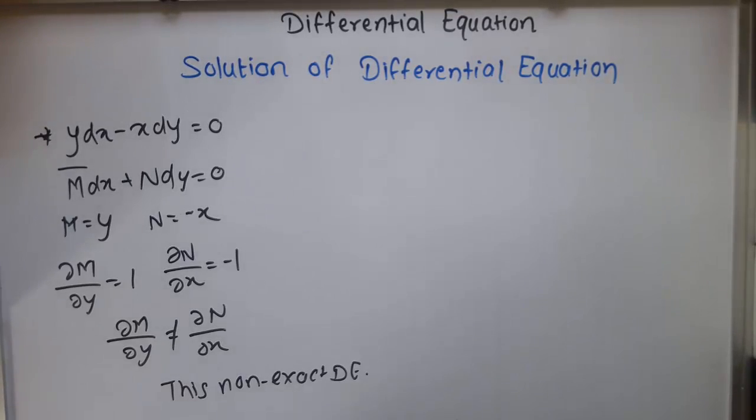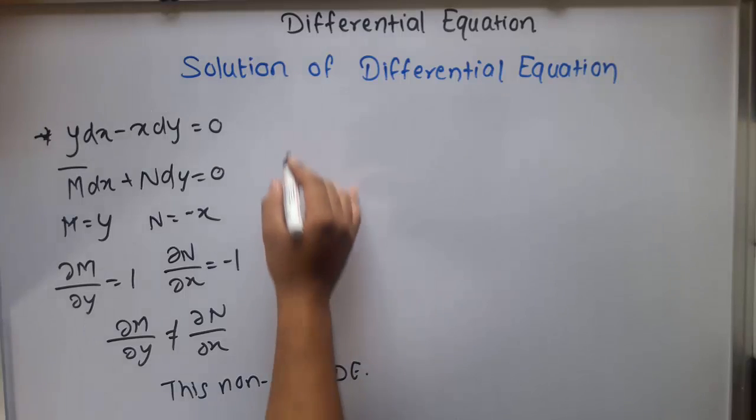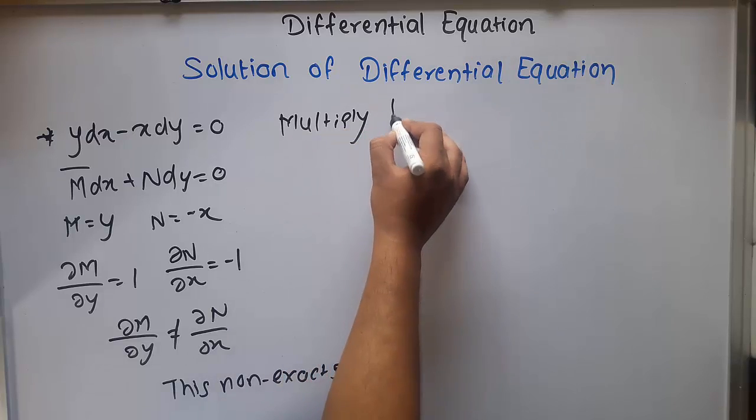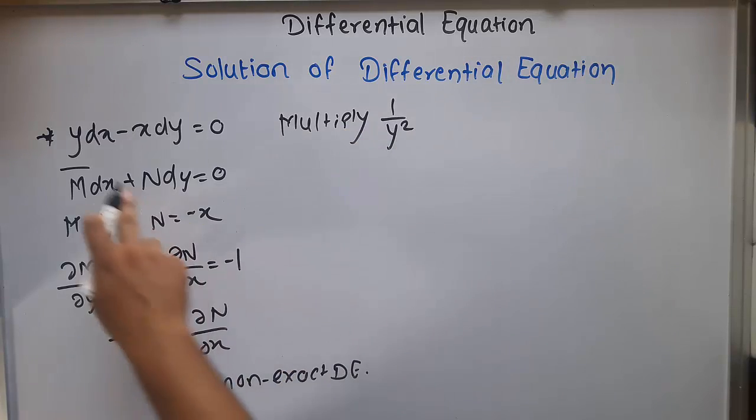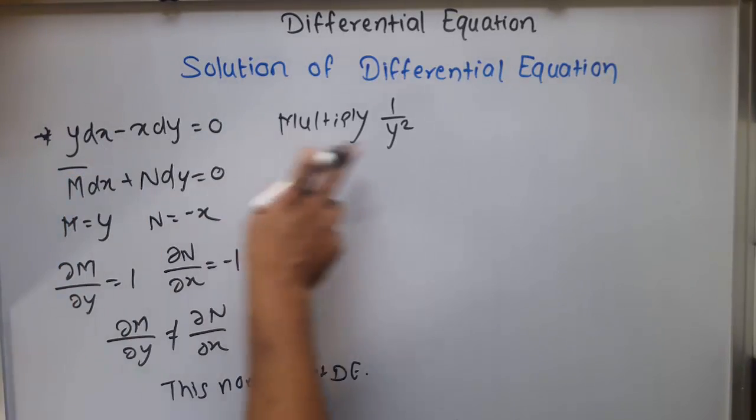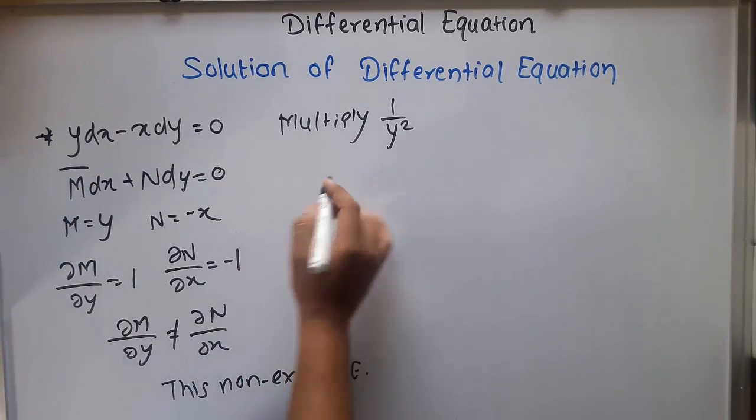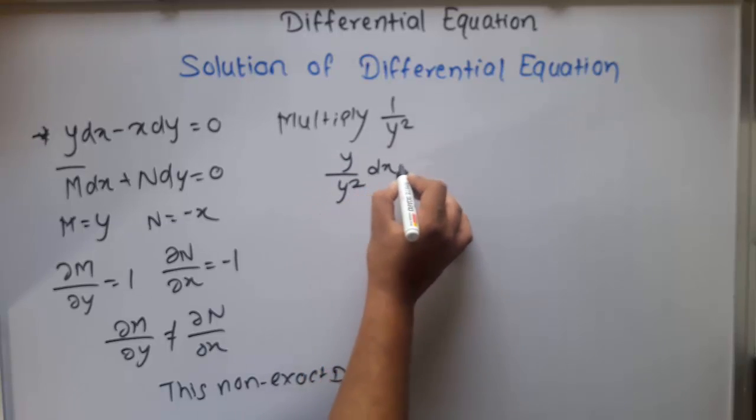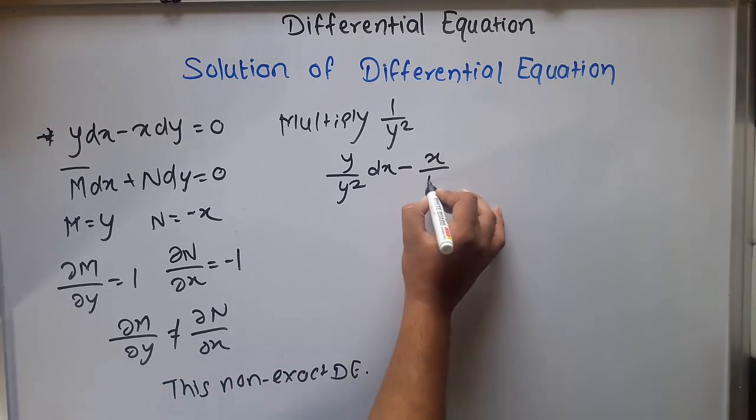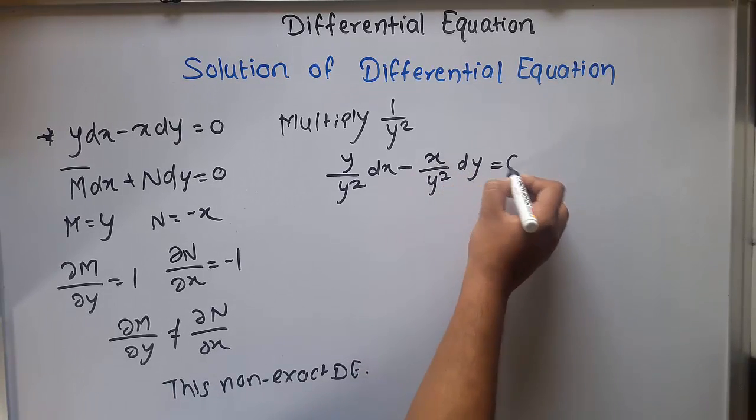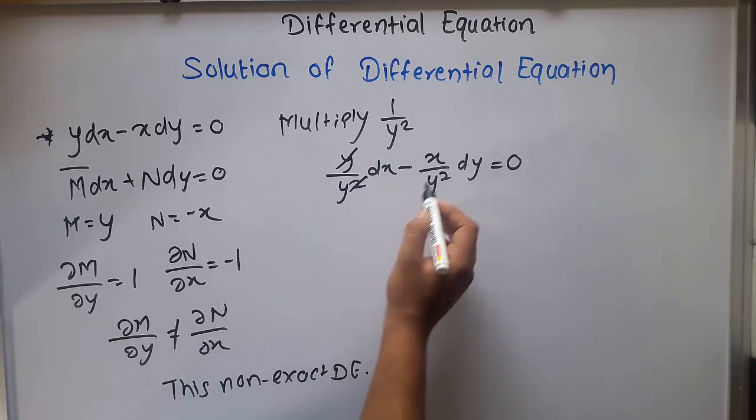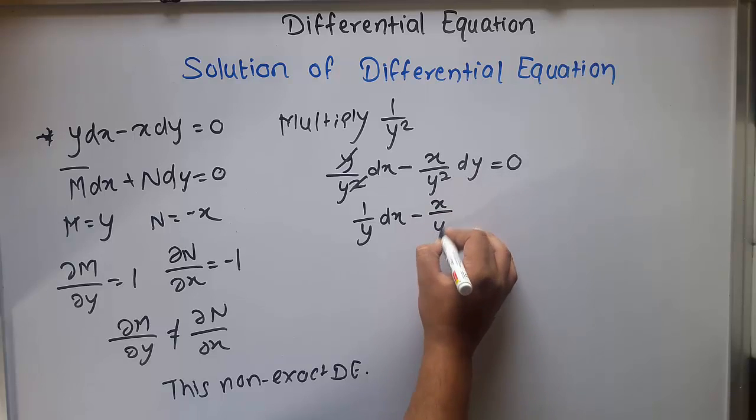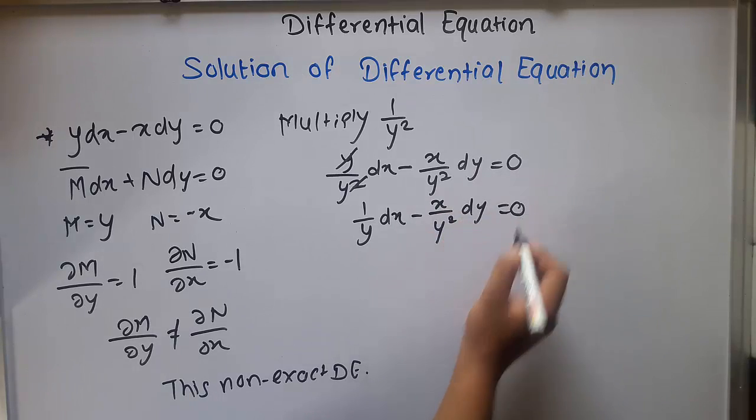So how do we find the solution of this equation? In this case we multiply the equation by 1 by y square. If we multiply 1 by y square with this equation, the equation becomes y upon y square dx minus x upon y square dy equal to 0. Here y gets cancelled, so 1 by y dx minus x upon y square dy equal to 0.